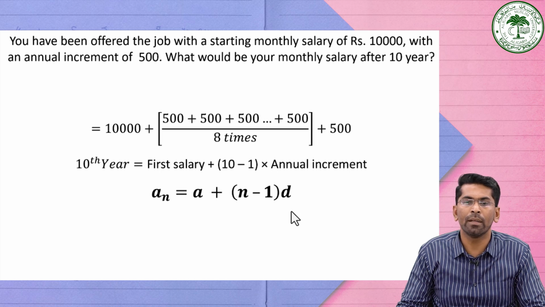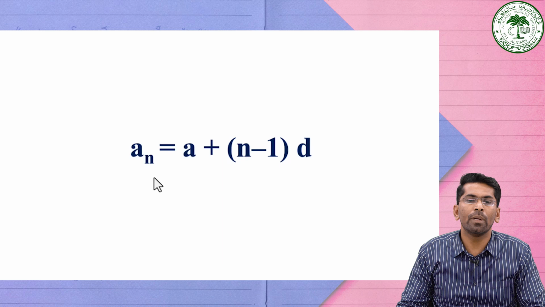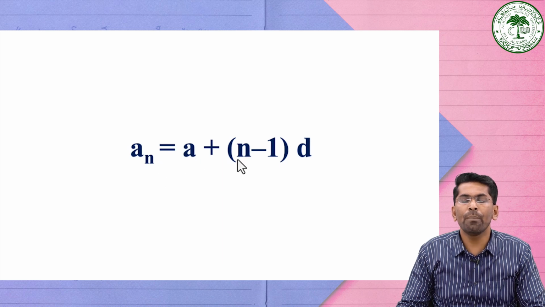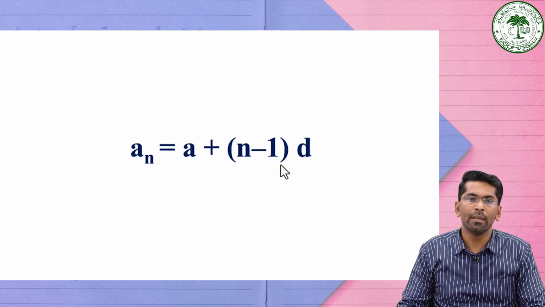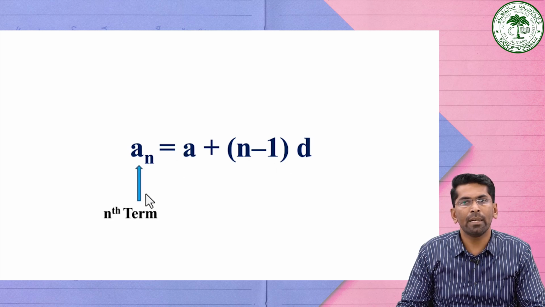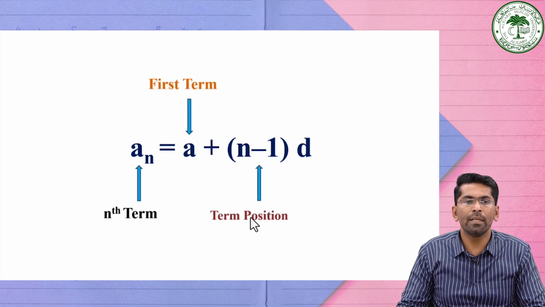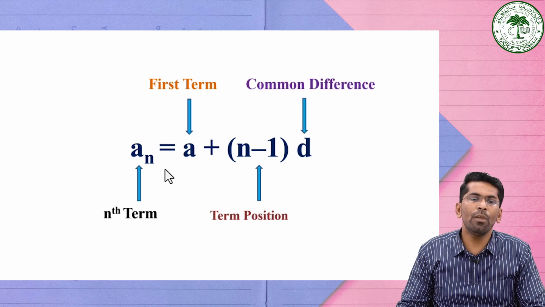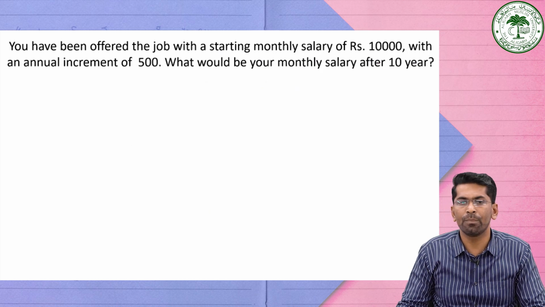It is 500. So by using this particular equation, the nth term is equal to a plus n minus 1 into d. Here an is nothing but the nth term of an arithmetic progression, a is the first term, n minus 1 relates to the term position, and d is the common difference. So by using this formula, we can find the nth term of an arithmetic progression.